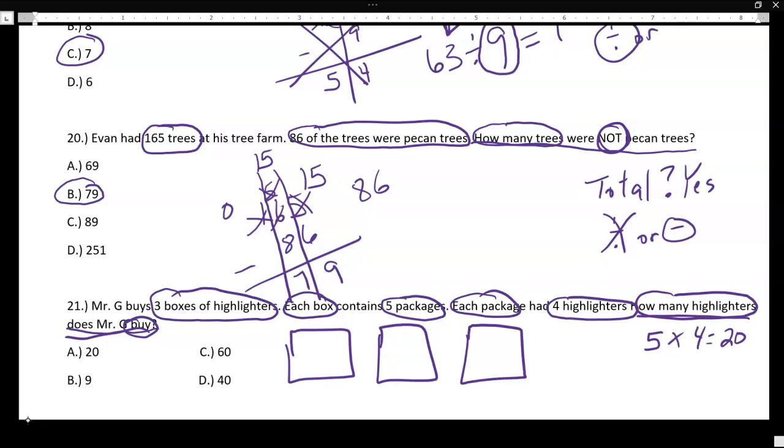20 times 3 is 60. Or can I count by 20s? Yes. 20, 40, 60. My answer is 60. Now, if you would have stopped after 5 times 4, like Kinsley said, where's your answer? A. Okay. So you have to be careful.